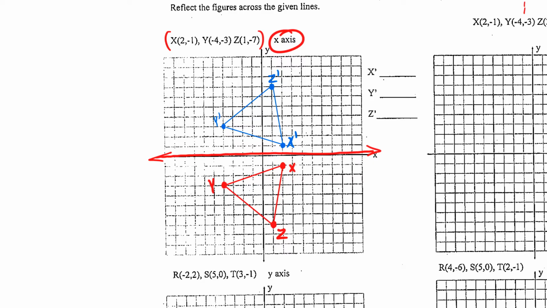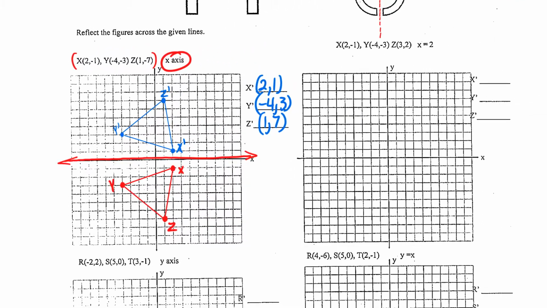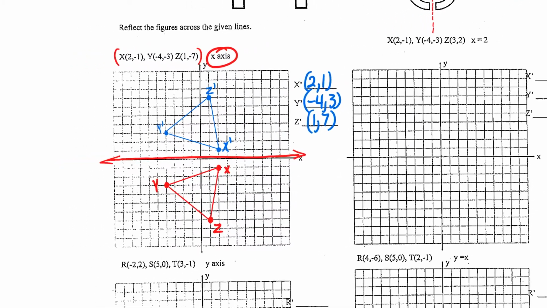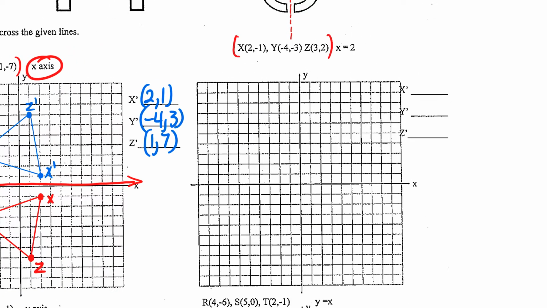So what are the coordinates of x prime? 2, 1. Y prime? Negative 4, 3. And then z prime? 1, 7. Yep. Okay, next one, go and plot those 3 points, X, Y, and Z.